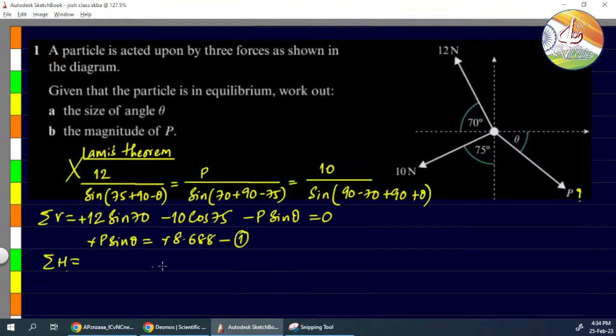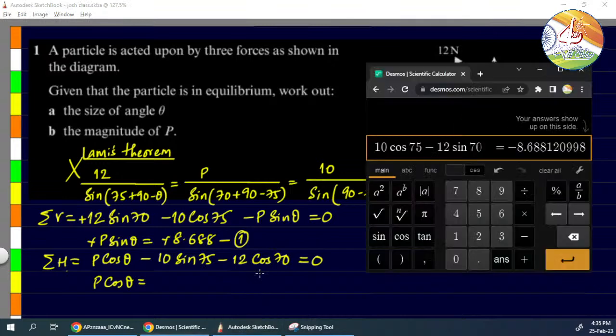Then the horizontal components we need to take. So take all the horizontal components. First let's start with P. So P cos theta, then minus 10 sine 75, again minus 12 cos 70. This total should be 0. So we get P cos theta equals how much?